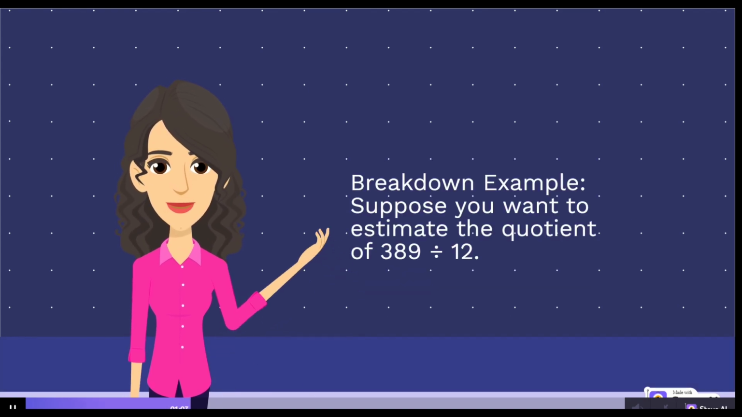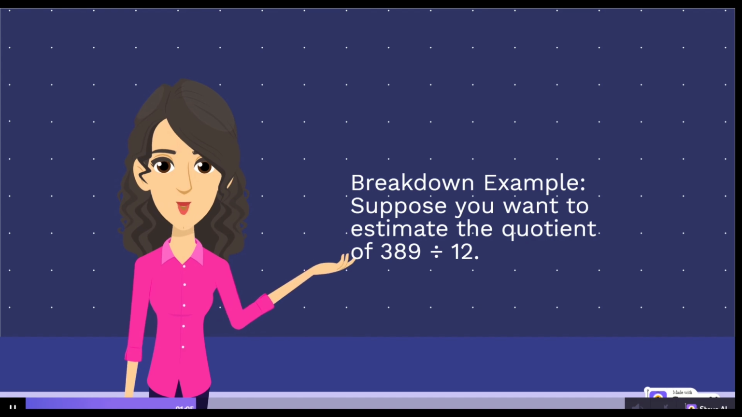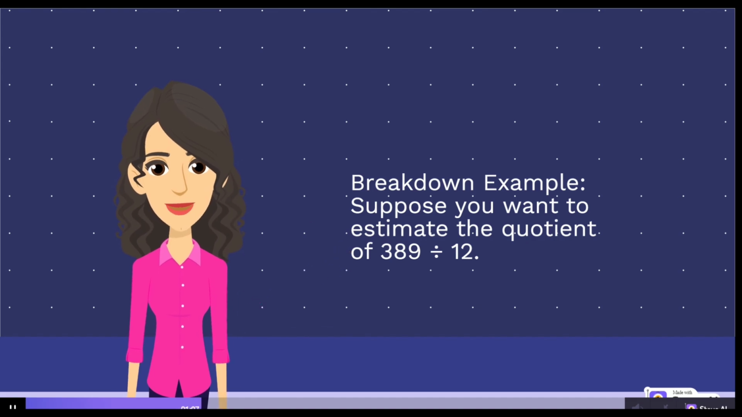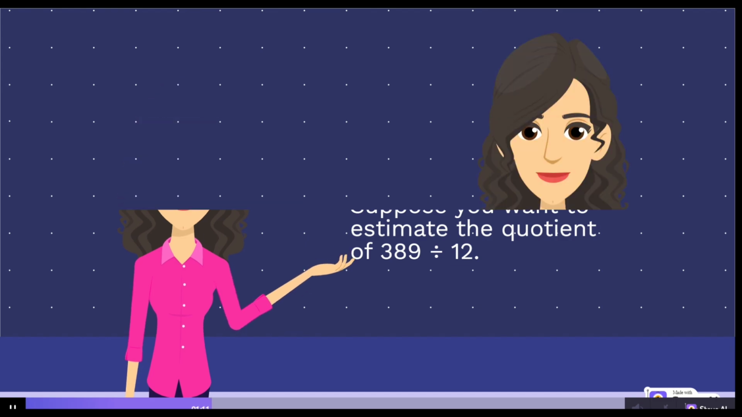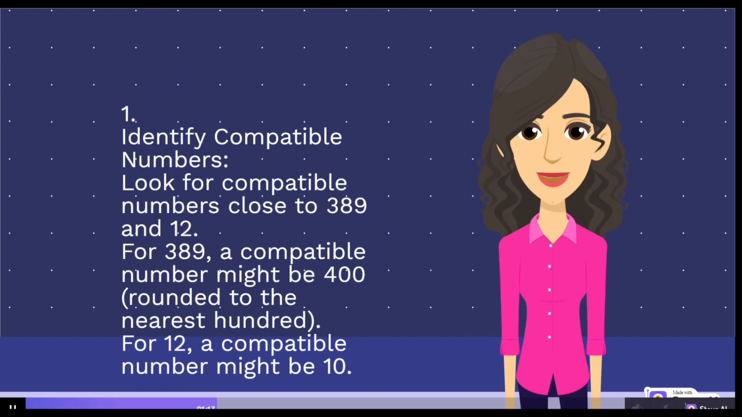Breakdown example. Suppose you want to estimate the quotient of 389 divided by 12. 1. Identify compatible numbers. Look for compatible numbers close to 389 and 12. For 389, a compatible number might be 400, rounded to the nearest hundred. For 12, a compatible number might be 10.